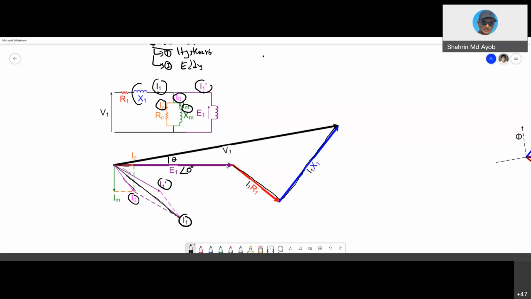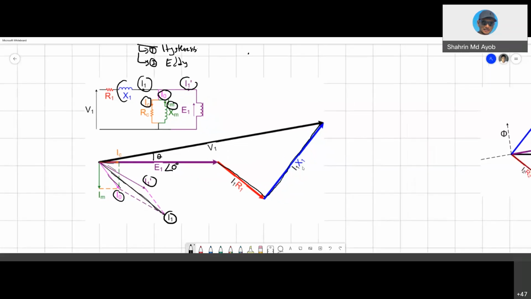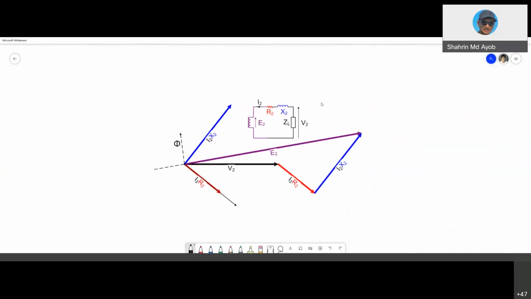So this is at the primary side, and this one is at the secondary side. As you can see, it doesn't matter; it depends on which voltage you use as a reference. In this case, V2 is used as a reference, so this one is 0. Here we have the I2 R2 voltage drop, and then the voltage drop across the reactance, and the total vectors give E2. As you can see, we have a voltage difference between E2 and V2.